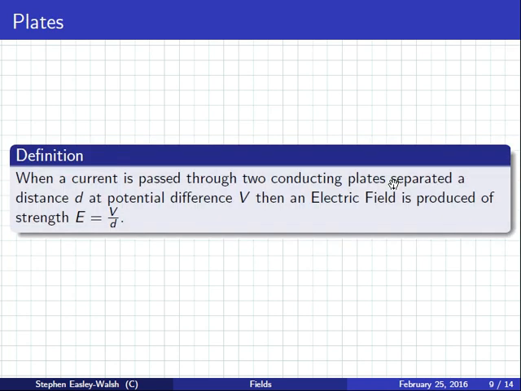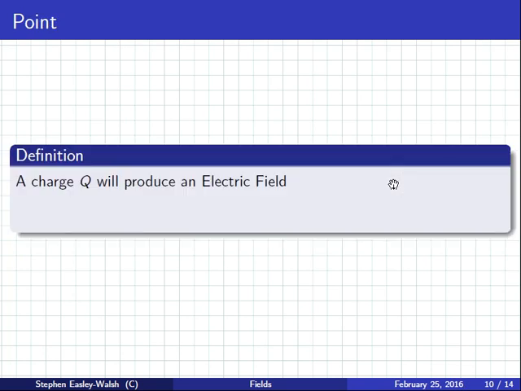So that was for the plates. Now what about for the point or the sphere? So when you have a charge Q, it will make an electric field. Now what's different about the charge inside of the plates? The electric field gets weaker when you move further away. Makes sense, obviously. So as you move further away from the charge, the field gets weaker.